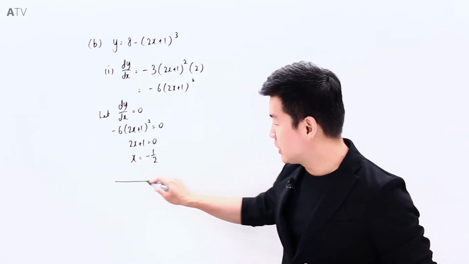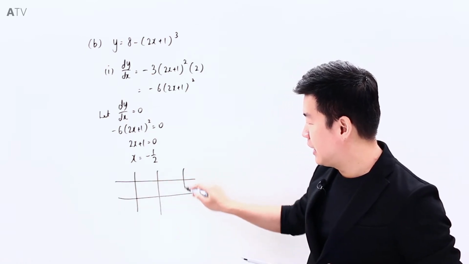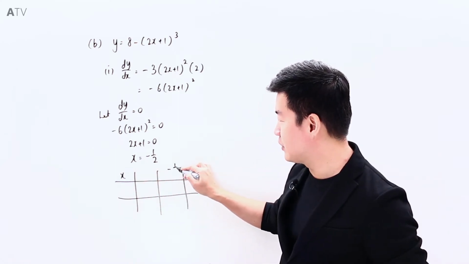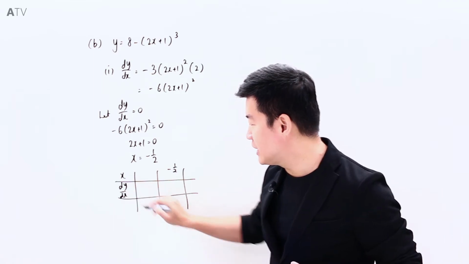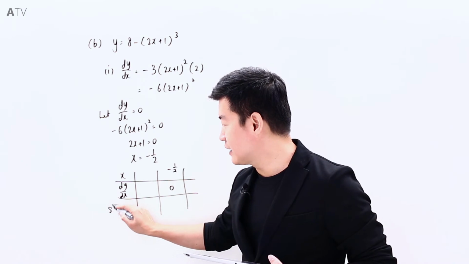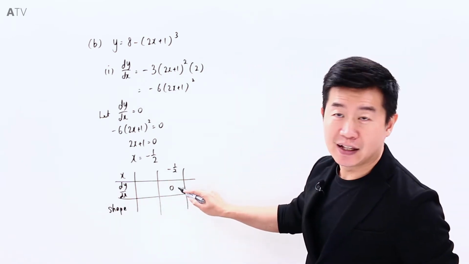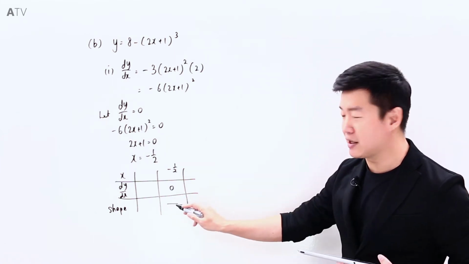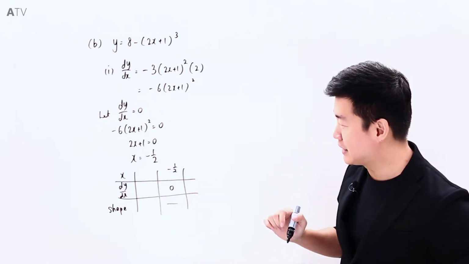So we will construct a table, and in this table we will be looking at x, which is going to take up a value of minus half. We will be looking at dy/dx, which is going to be 0, and we will be looking at the shape of the graph of y. When dy/dx is 0, that means it is experiencing a stationary point, so the tangent is going to be horizontal, the gradient is going to be something that is like this.